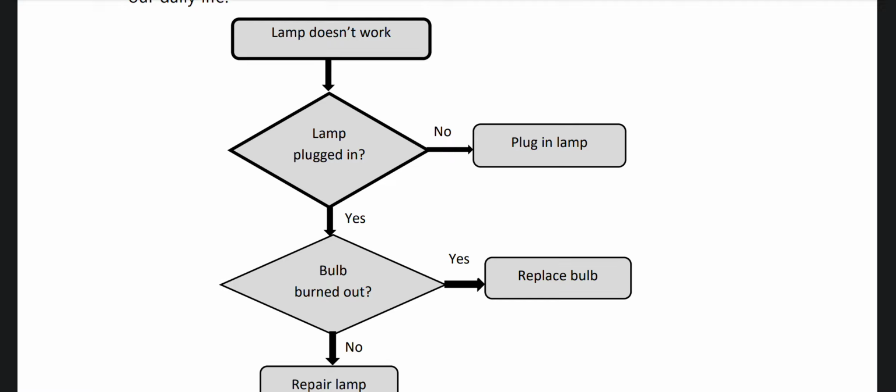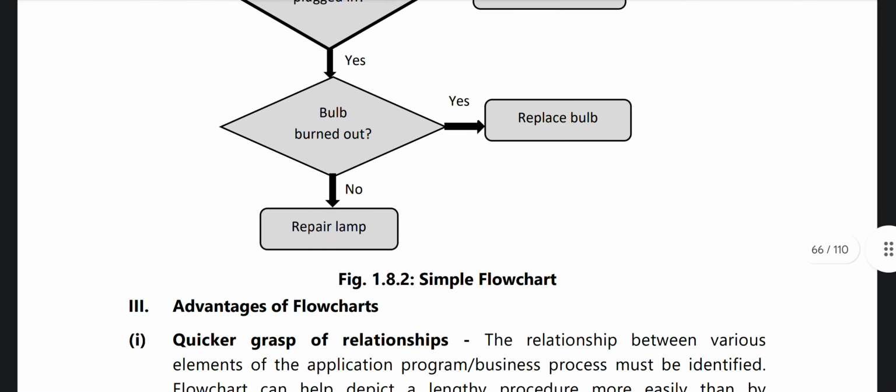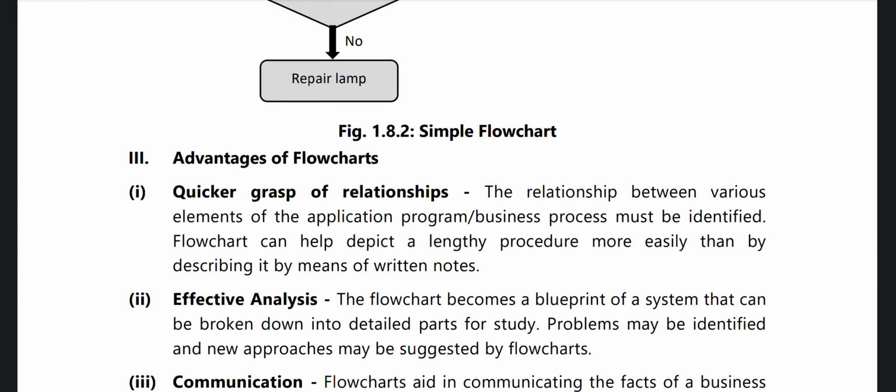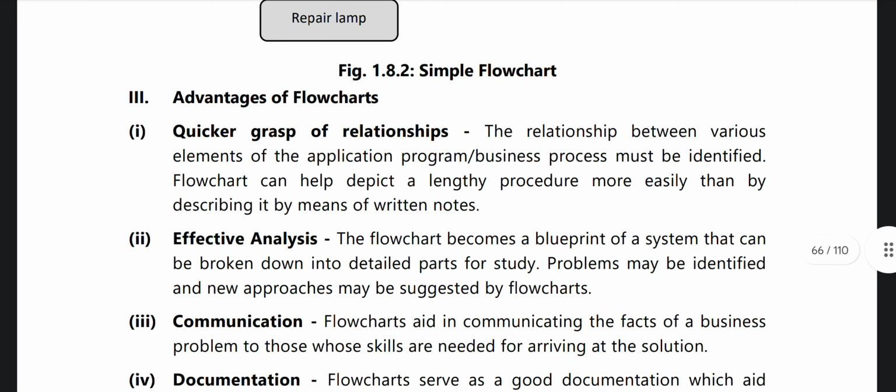If yes, the lamp has to be on. Otherwise, if the lamp was not lighted, then it is a problem, and it has to be confirmed whether the bulb was burned out. If the bulb was burned out, yes, replace the bulb, and the bulb will be on. If the bulb was not burned out, repair the lamp, as there should be some electrical issue. So next, advantages of flowchart.